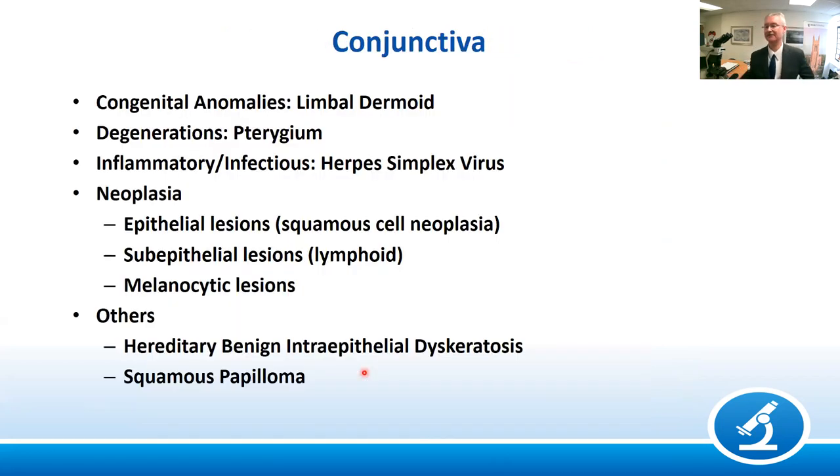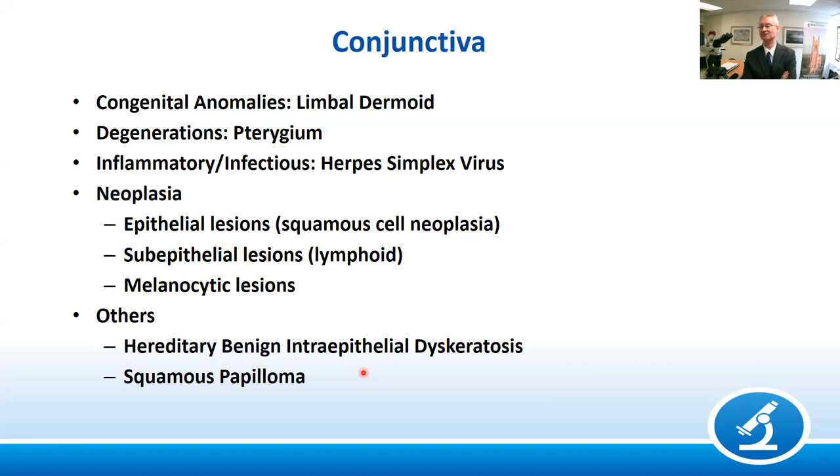Okay, let's give a view from the top of the world. Let's talk today about some congenital anomalies, especially the limbal dermoid, some degenerations of the conjunctiva, specifically pterygium, inflammatory and infectious processes. Herpes simplex is a good one to begin with. Neoplasia can involve the epithelium. We'll talk a little bit about squamous cell neoplasia. Subepithelial lesions such as lymphoid tumors will occur.